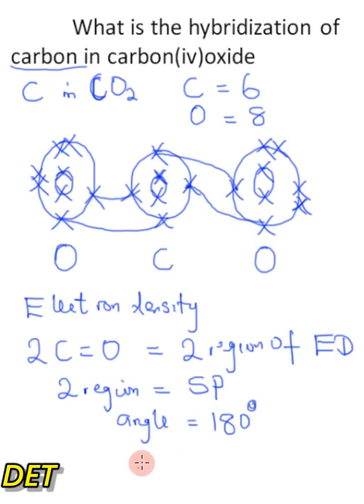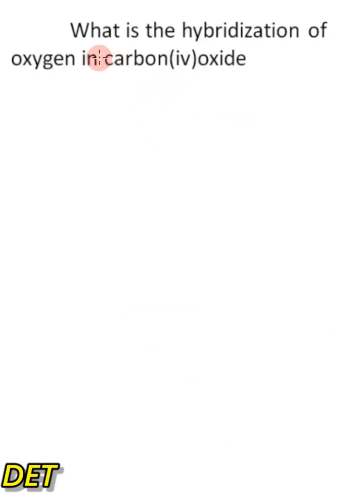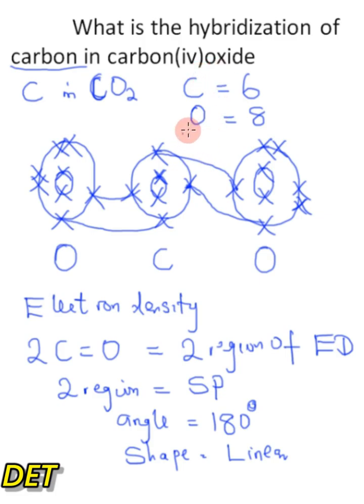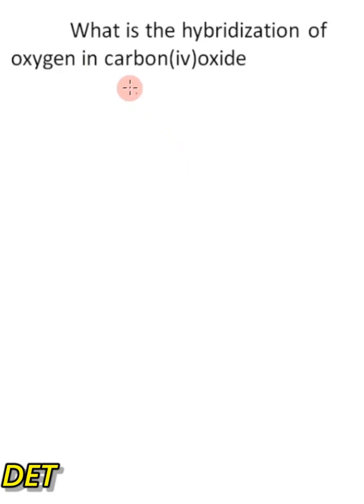The bond angle is 180 degrees, and the shape of the molecule will be linear, right? So that is how to look for the hybridization of carbon in carbon dioxide. Having done that, let's look at the hybridization of oxygen in carbon dioxide. Here we're looking at the hybridization of oxygen in carbon dioxide.